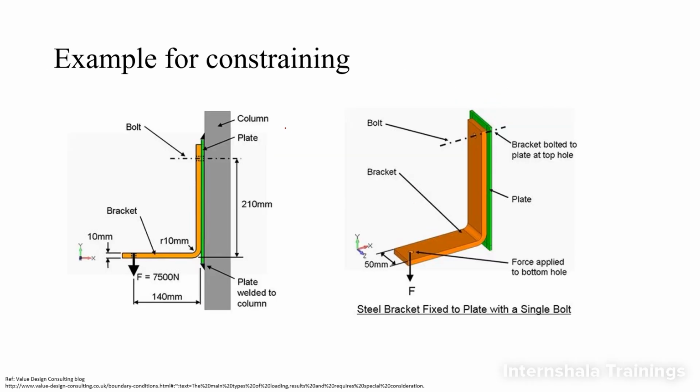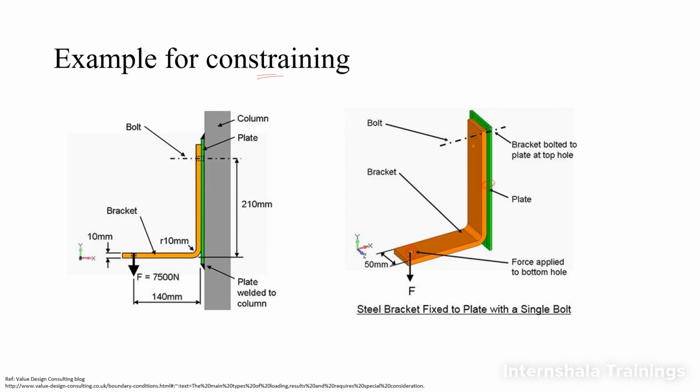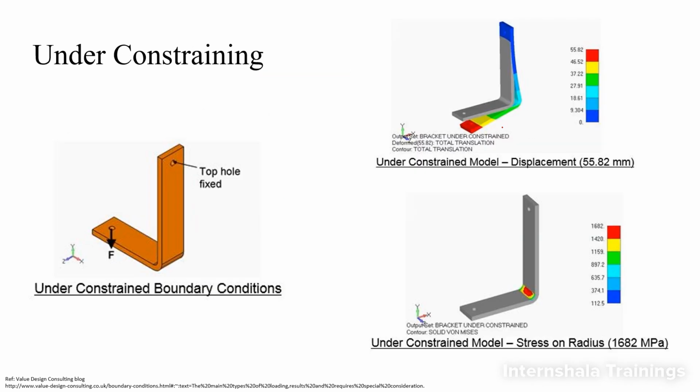Okay, now we will see different types of constraining, right? For that we will consider an example. See here, there is a steel bracket which is attached to the wall, and a force is being applied here at the free end. So in the first case, we are going to take the top hole here and fix the hole, and we are going to apply the force at this particular hole as shown in the system. Then this particular model is showing a displacement of 55 mm as well as the stresses which is nothing but 1682 MPa.